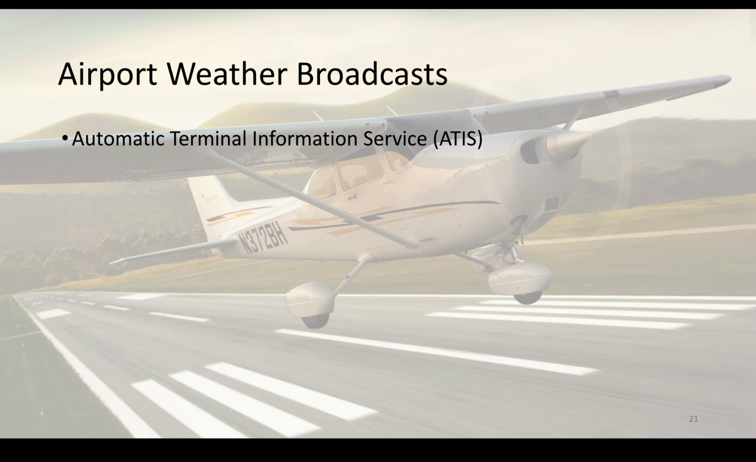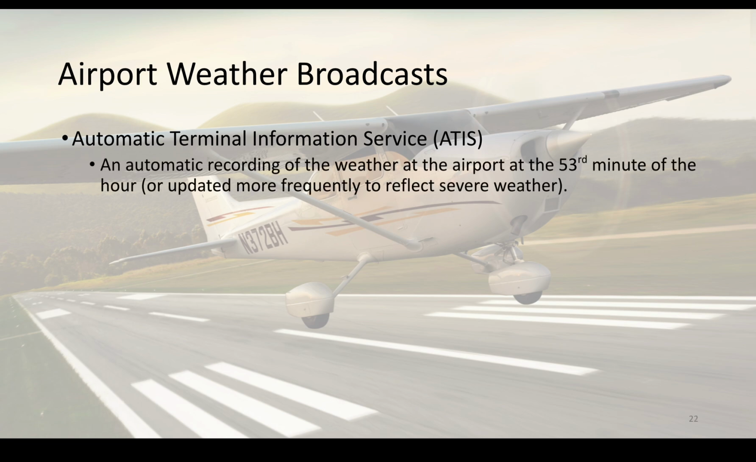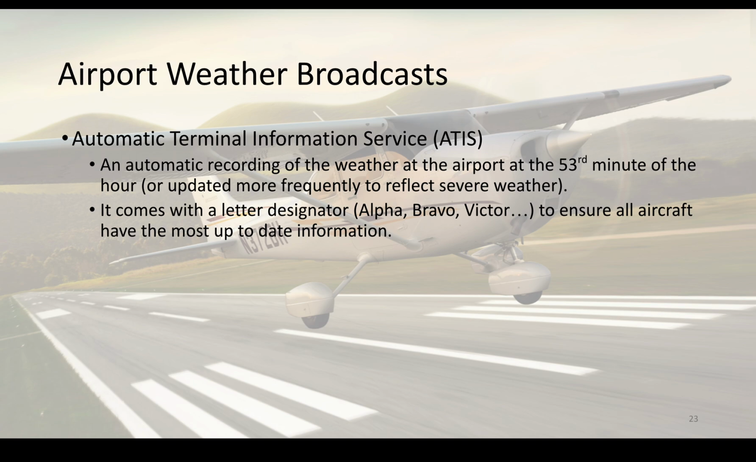If you've done a lesson with me on airspace or ATC services, you probably have heard of ATIS already, but ATIS is weather plus other information about the terminal area. And when you hear terminal area, you should think airports and flying. It has an automatic recording of the weather at the airport at the 53rd minute of the hour. Now, that's not perfect, so don't take that as gospel, but that's where they shoot for. It comes with a letter designator like Alpha, Bravo, Victor, so it'll say, Salt Lake information Mike or whatever, and that way they have the most updated information. If you have information Mike and they say, hey, information November is current, that means that there's a new one out, so you need to go listen to that.